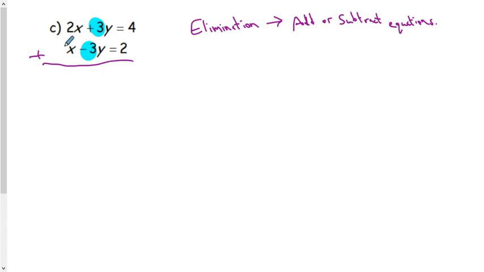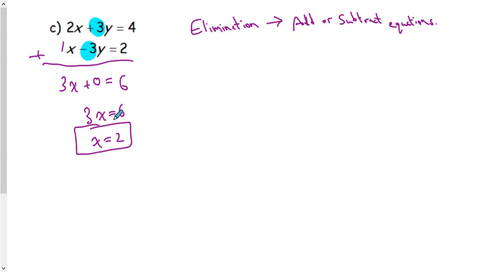2x plus 1x is 3x. 3y plus negative 3y is 0. And 4 plus 2 is 6. So that means we have 3x equals 6. Divide both sides by 3. x is 2. Let's substitute it into our equation.